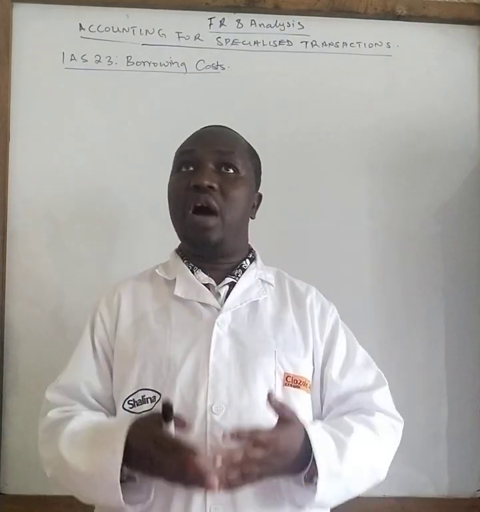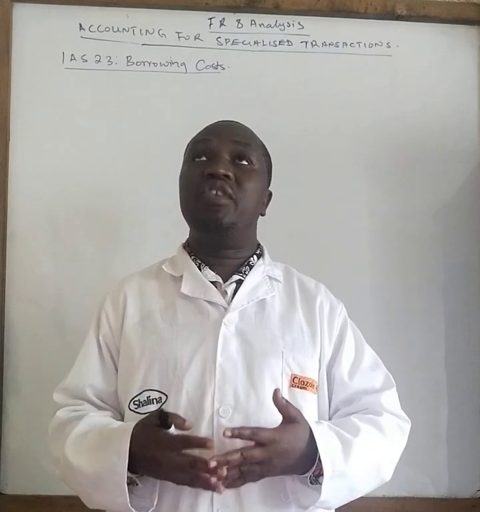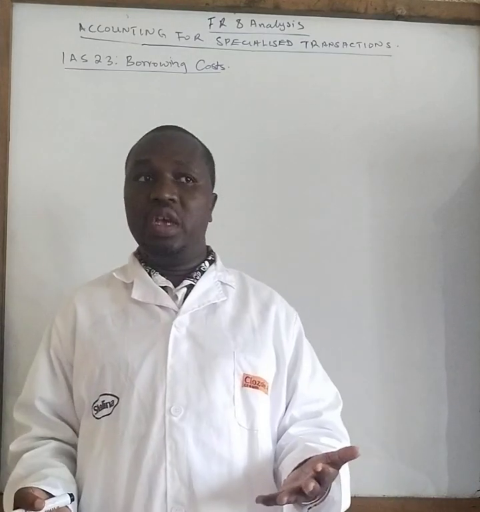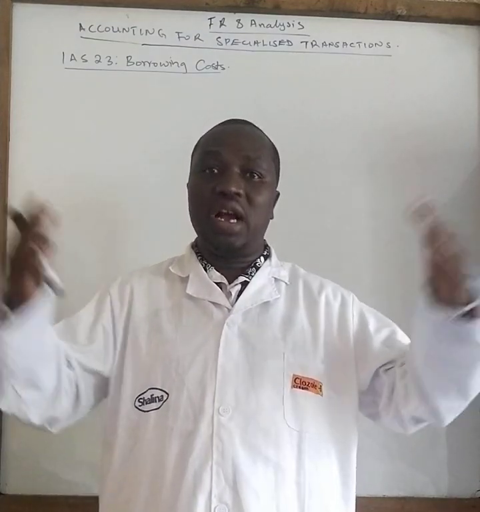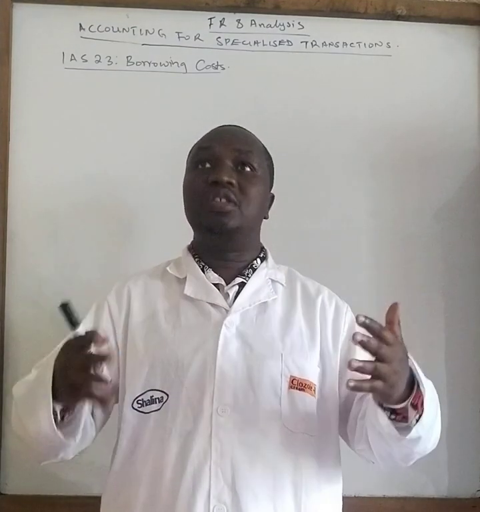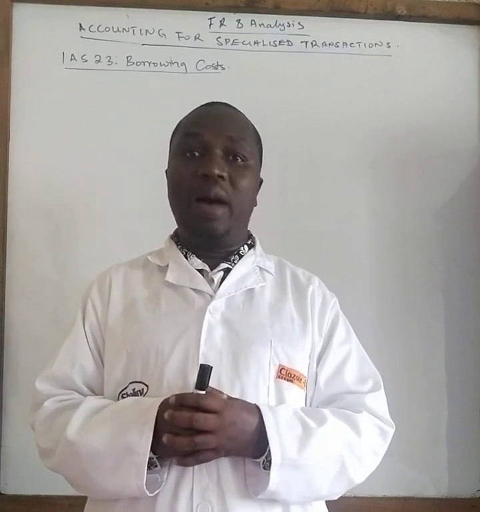For example, you have an apartment like this, whereby you have incurred a cost of around 20 million. Out of this 20 million, you need to also add any borrowing cost that you have incurred so that you get the correct cost that you have incurred on this particular apartment.